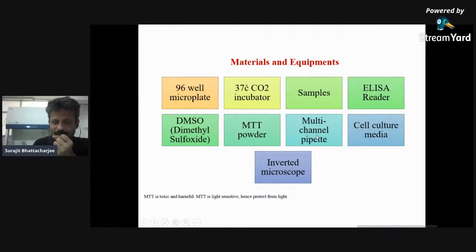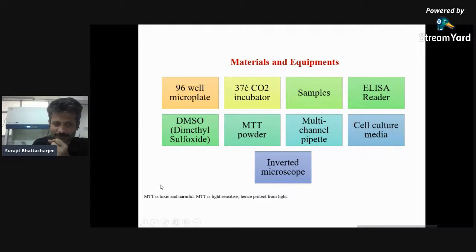We also need a multi-channel pipette because we need to add the compounds at the same time in the different wells. By using a multi-channel pipette, we can increase the efficiency of carrying out the serial dilution. In addition, we need the MTT powder, and DMSO as a solubilizing agent. And for checking the cellular viability under the microscope, we need an inverted microscope.